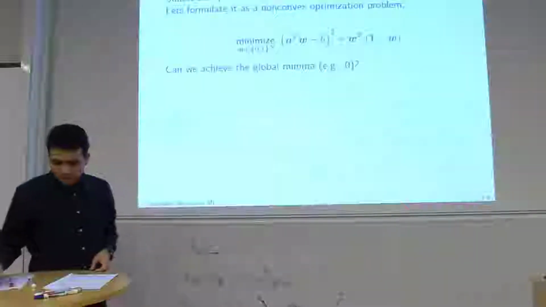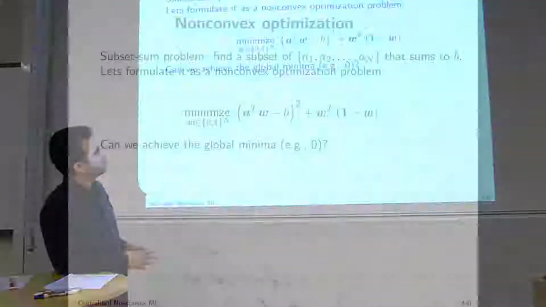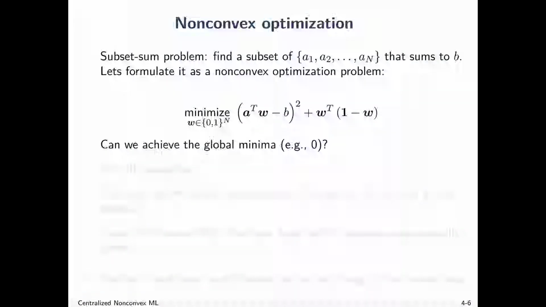Okay, so let's just start with this very, to me at least, very innocent looking problem. You can see this, and then W is a binary vector of dimension n. This is called the subset sum problem. The whole idea is just to find a subset of those numbers a1 to an. Those are some integers, for example, and the whole idea is just to find the subset that sums to b, okay?